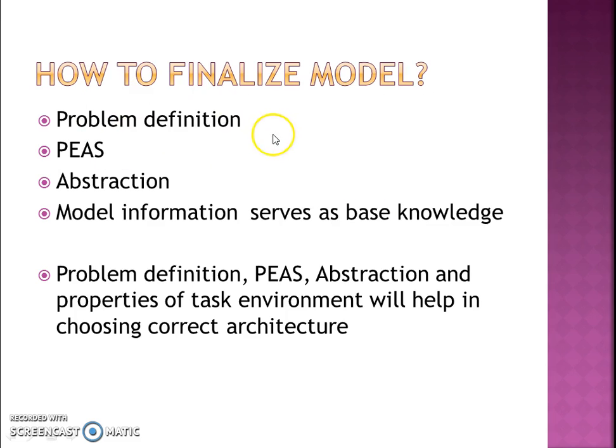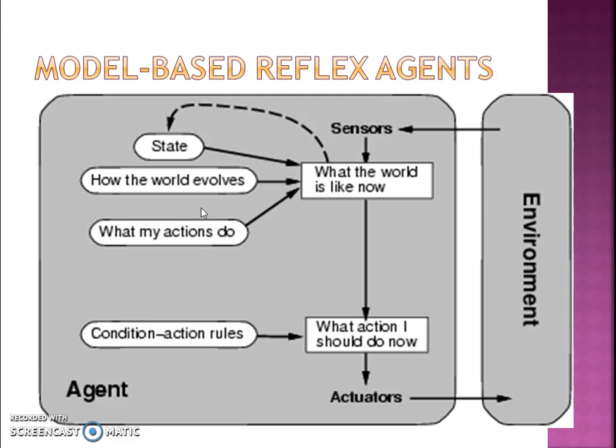So given all these facts, that is problem definition, PEAS, abstraction and properties of the task environment, will help us in choosing the correct architecture, which will also have the model as one of the vital parts of the architecture design. Now if I see the basic model based reflex agent, in that one we have the state of the environment, which is sensed by the sensors, and it will maintain information about what the world is like right now.